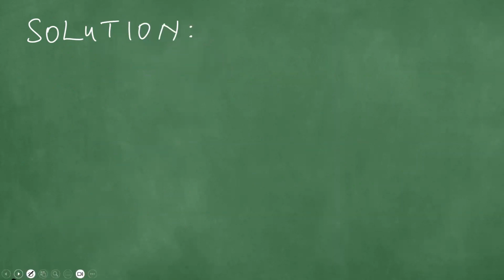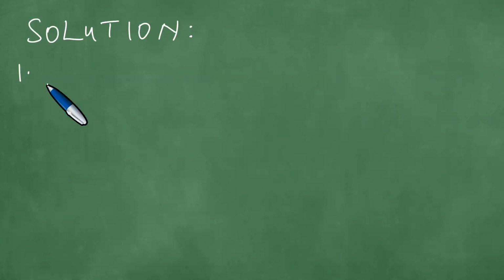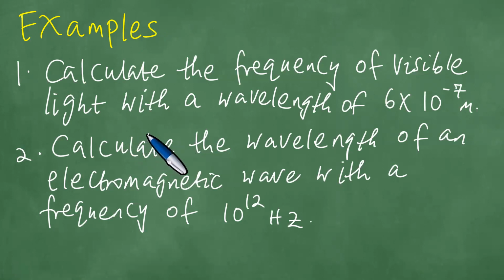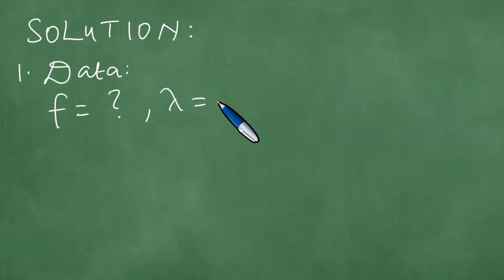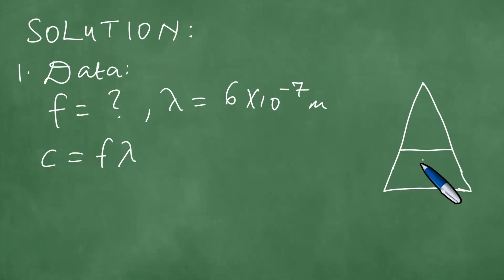If you look at the first point, calculate the frequency. Because they're saying calculate the frequency, we write down the data. The frequency is what they want. The wavelength is 6 times 10 to the minus 7 meters. And we write down our triangle, and we know from the triangle that our formula is C equals F lambda.